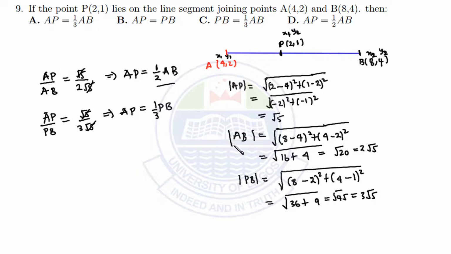And let's take the relationship between AB and PB. I have 2 square root of 5 over 3 square root of 5, then this cancels, which implies that 3 AB equals 2 PB. Now from the options listed, which one corresponds to any of these? I think D is the correct option, because I have AP equal to 1 over 2 AB. So D is the correct option.